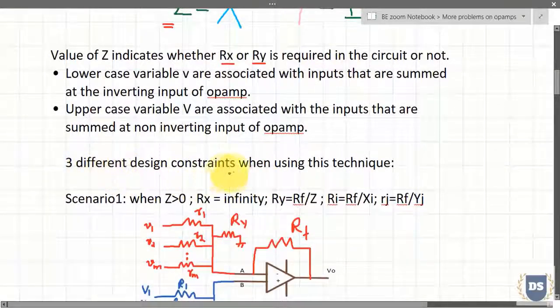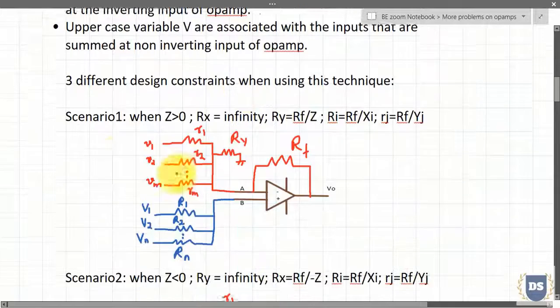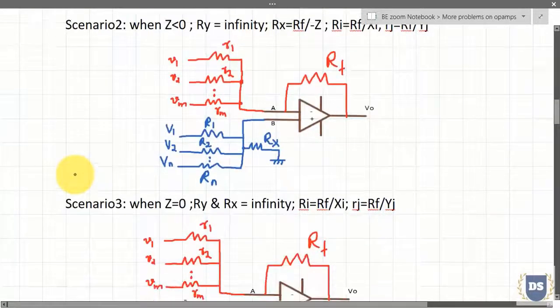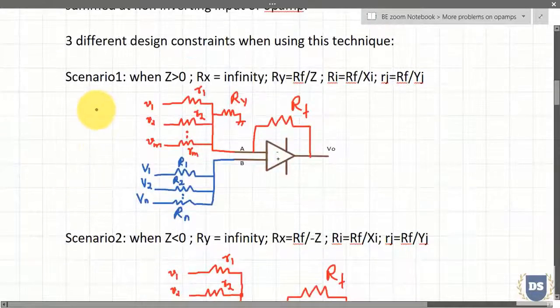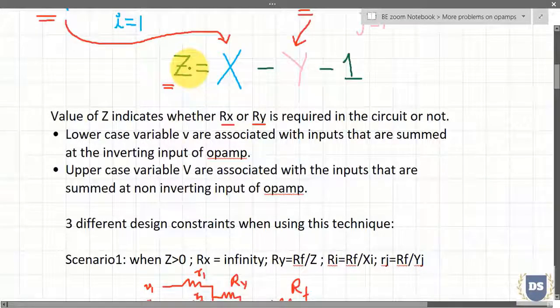There are three different design constraints when using this technique, and these constraints are scenario 1, scenario 2, scenario 3. Now let's take the first scenario, where Z is greater than 0. After calculating the value of Z based on the X and Y values, if this Z value is positive, then Rx will be infinity.